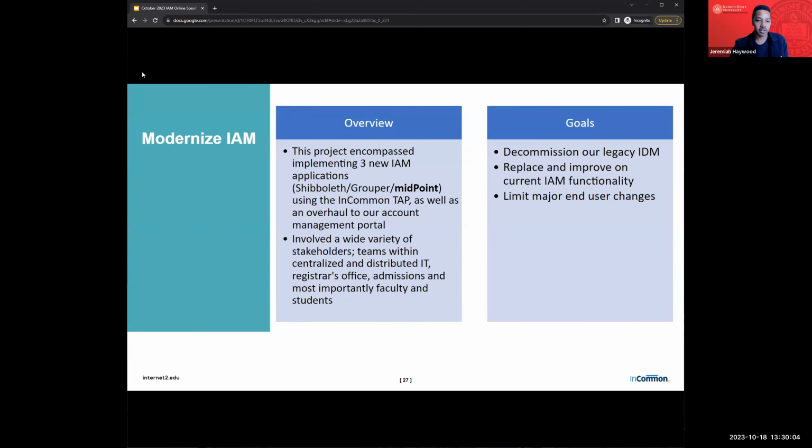We wanted to make sure we were accounting for everything that they required. So our main goals were to decommission our legacy IDM that was in place, do a drop and replace of the functionality that was currently there, and then improve where we could, but ultimately limit any major end user changes. So almost sneak in Midpoint without end users noticing that we did it, but still have improvements on the IAM side.